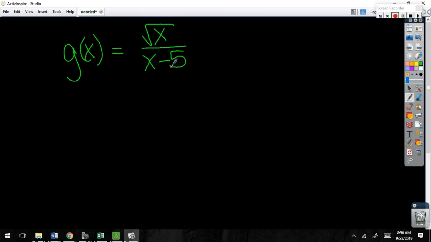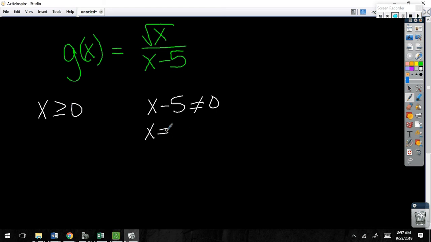I'm looking for problem areas, right? So I can establish my domain. So there's 2 problems here, right? What's one of the 2 problems? The radical. What has to happen with the radical? Come on, y'all. Yes. Whatever's under the radical has to be bigger than or equal to 0. What's another problem? X minus 5 cannot be 0, right? So what can x not be?